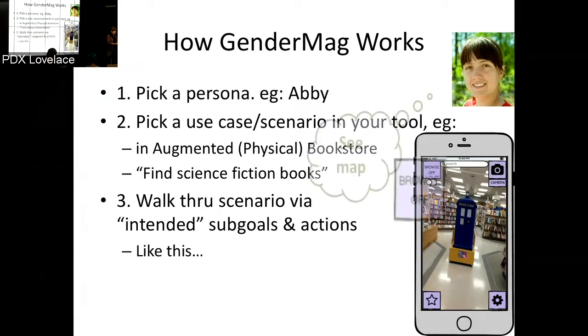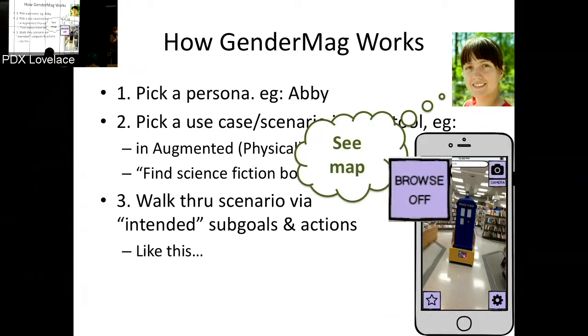Okay, so far so good. And then we walk through this scenario with the sub-goals and actions that the developers had in mind that their users were supposed to want to do.